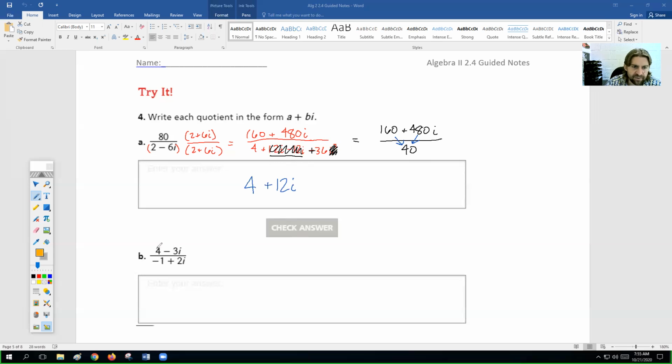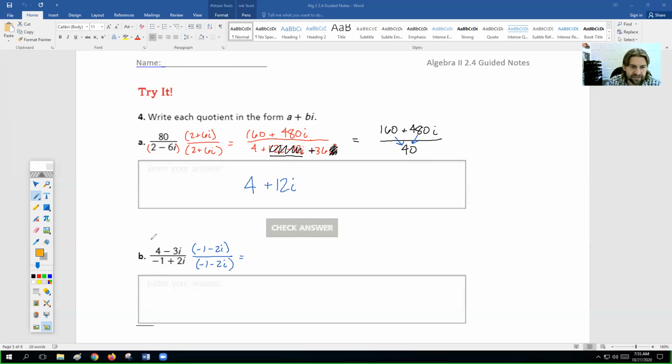All right, let's do it again, but let's have this complex number on top of another complex number. So 4 minus 3i divided by negative 1 plus 2i. I'm going to multiply by negative 1 minus 2i. So I multiply by the conjugate of the bottom, the denominator.